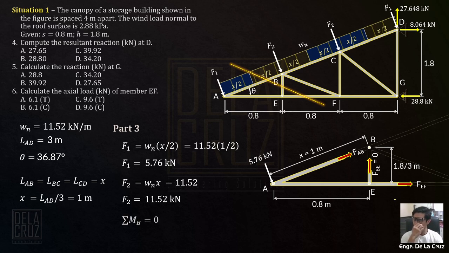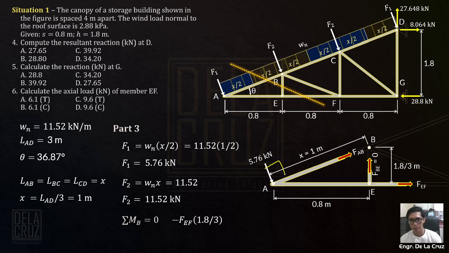I will still use clockwise positive, counterclockwise negative. So let's start with the unknown. FEF will cause counterclockwise about B. So negative yung take ko dyan. Moment arm is 1.8 over 3. So negative. Counterclockwise. These two forces will not create moment at B. So, ito na lang. 5.76.